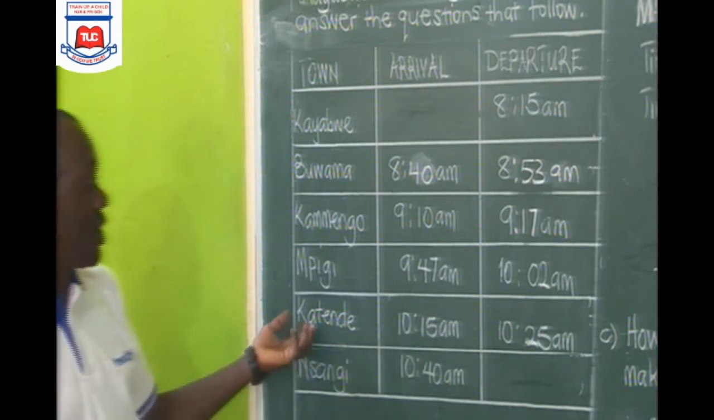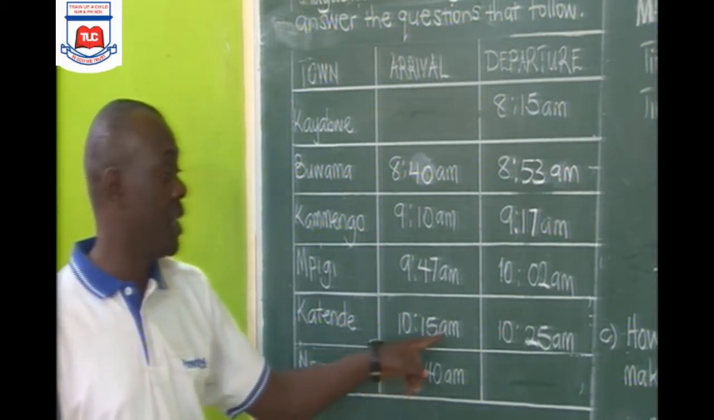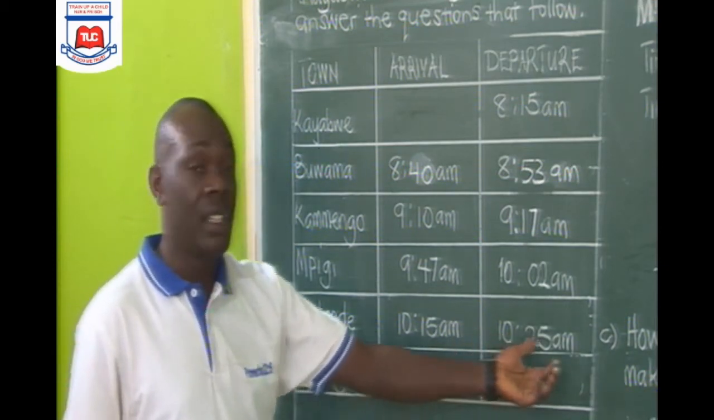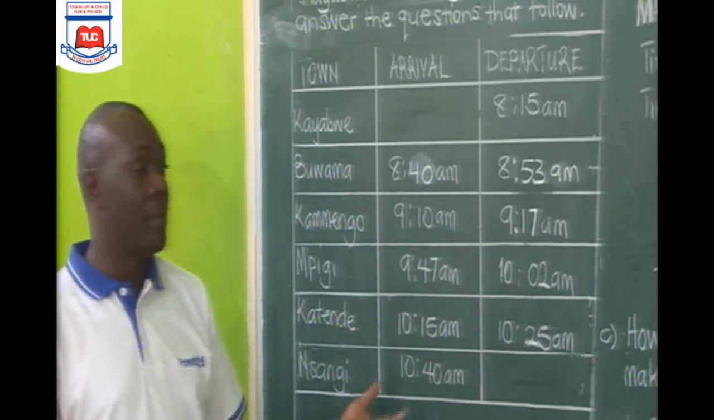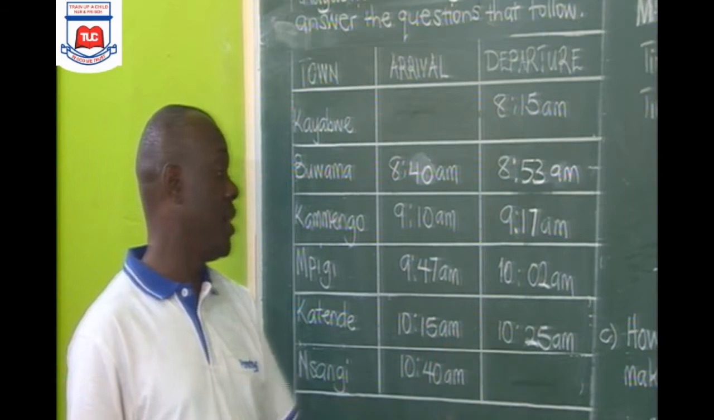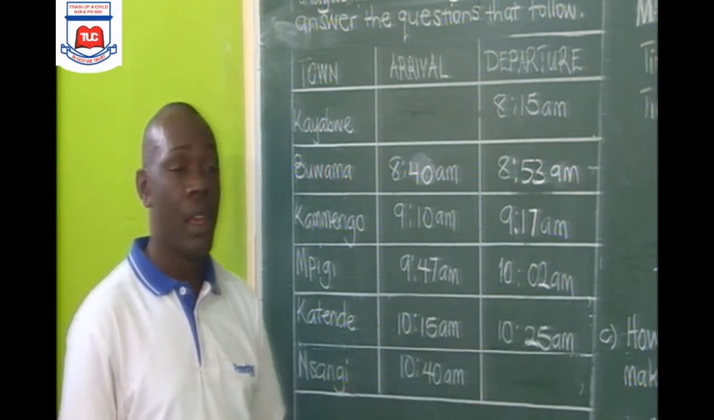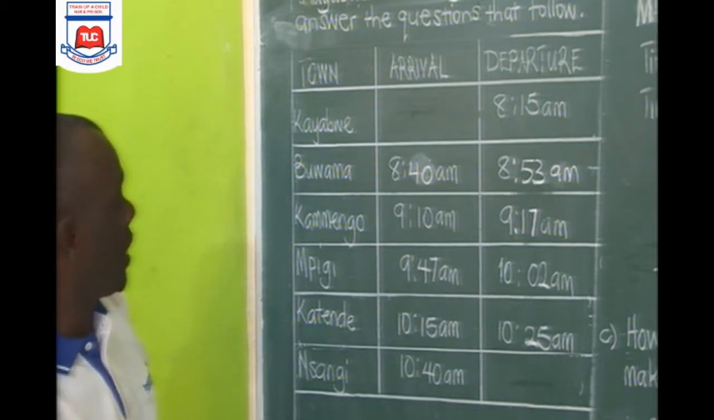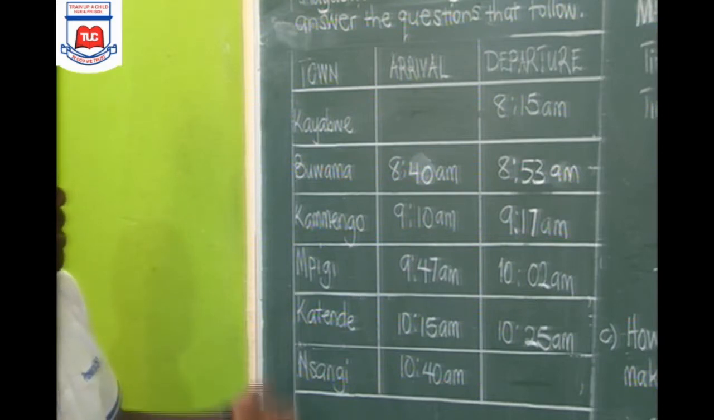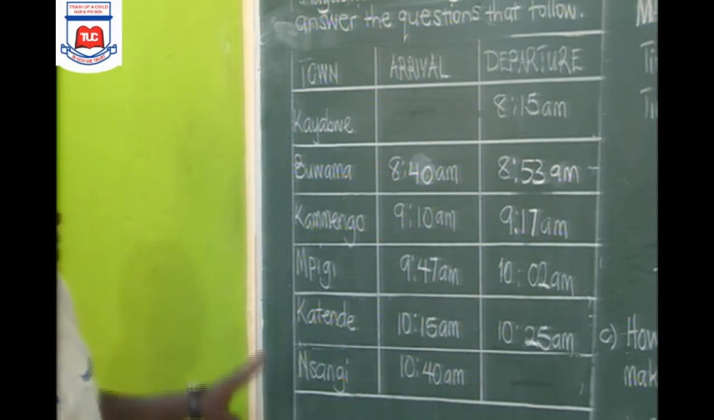Then proceeds to Katende town, where it reaches at 10:15 a.m., leaving that very place Katende at 10:25 a.m., thereby spending some time there, which is actually 10 minutes, from 10:15 a.m. up to 10:25 a.m. Then reaches its destination, which is in Nsanji, at 10:40 a.m. daily.